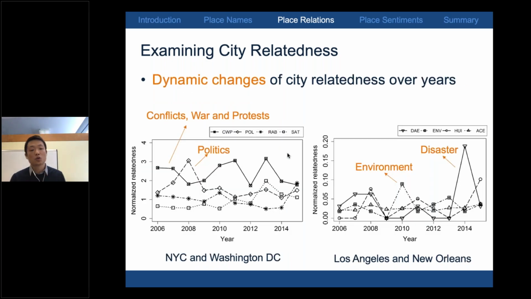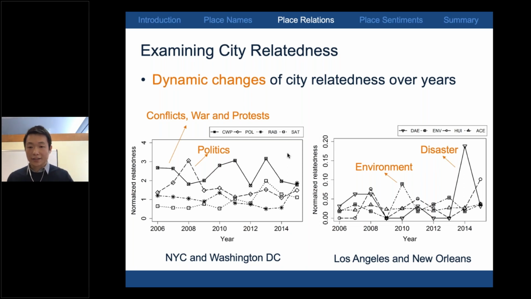And if we zoom into one particular city pair, we can look at the major topics of their relatedness and how such relatedness changes over the years. So if we look at New York City and Washington, DC, we can see the major topics of their relatedness are about politics and also conflicts, war, and protests.